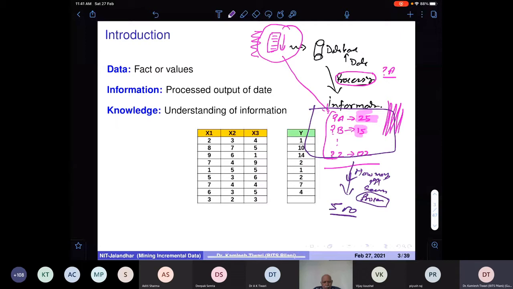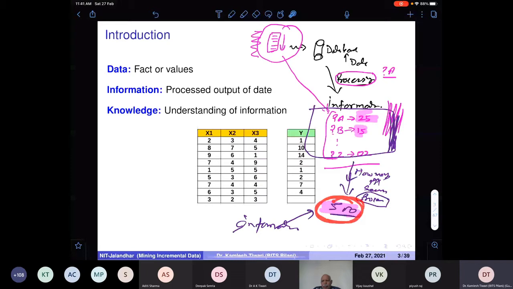This 500 number is again an information. What is this part? For this kind of computation, when I have used this data to find out the number 500, here the 500 is information, but this part is actually data.